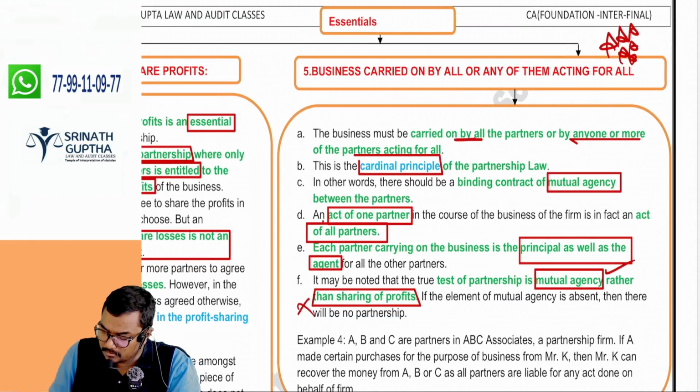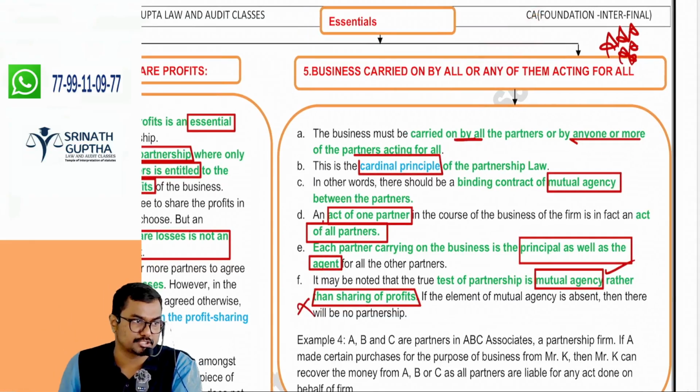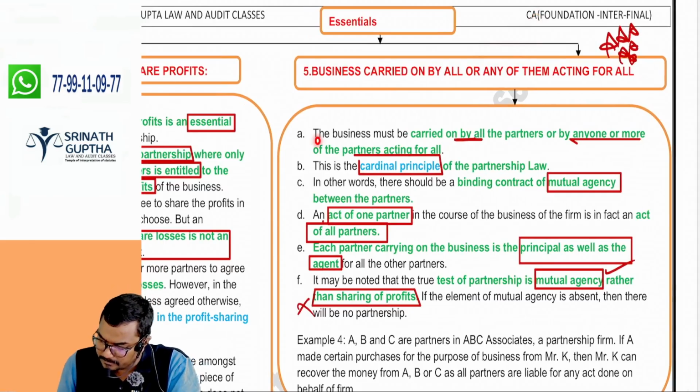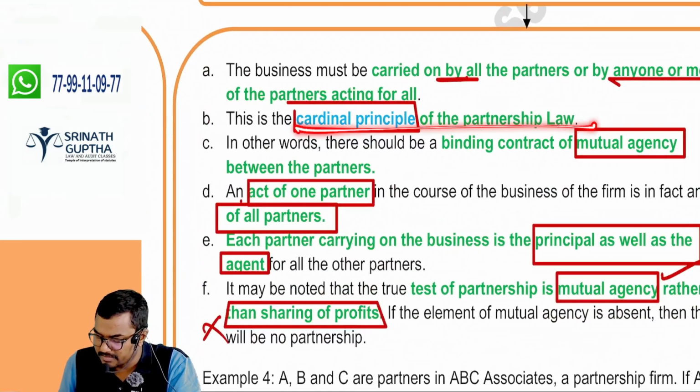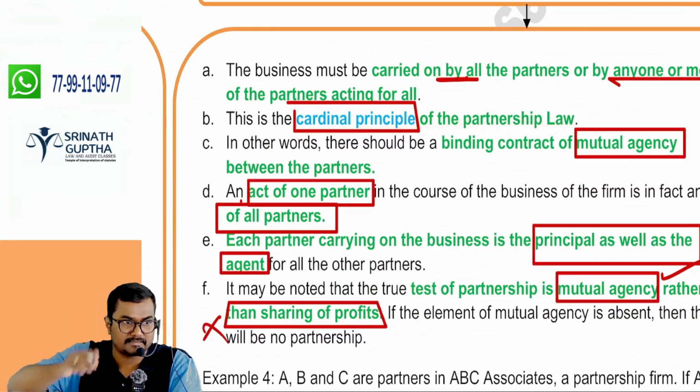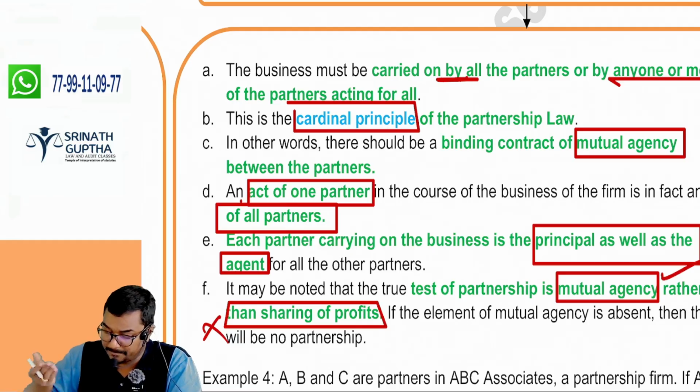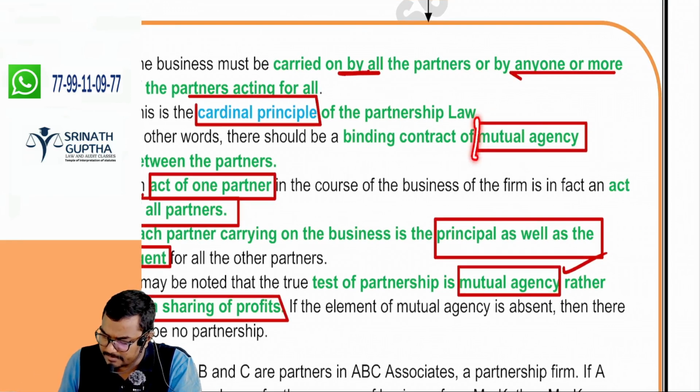But this is called mutual agency. If mutual agency is there, surely there is a partnership. So business must be carried on by all, any one of them acting for all. This is the cardinal principle of the partnership. If it is there, it is a partnership. If it is not there, there may not be a partnership. So it is said to be mutual agency.